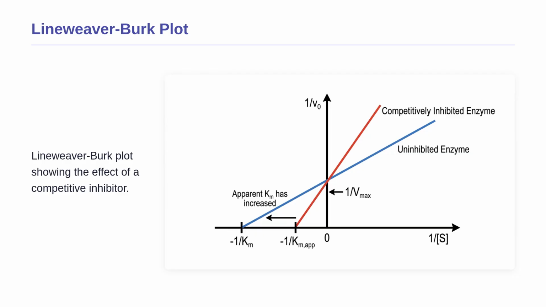However, look at where they cross the horizontal axis. The inhibited line crosses closer to 0. Because this axis represents -1 over the Michaelis constant, this shift to the right perfectly illustrates that the apparent Michaelis constant has increased, meaning the enzyme appears less efficient.